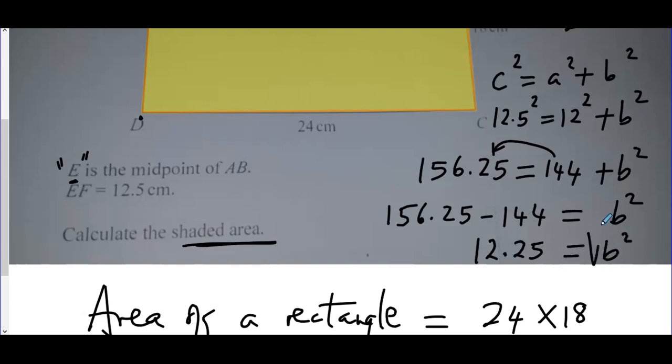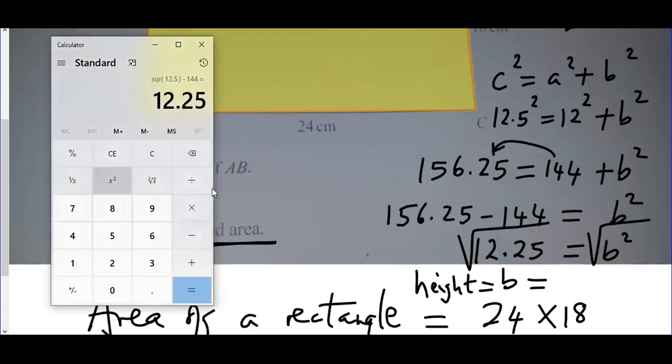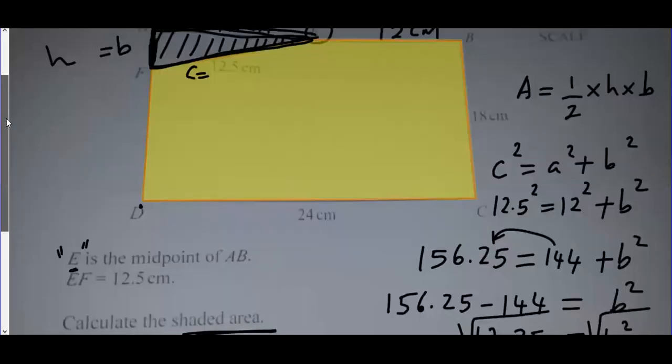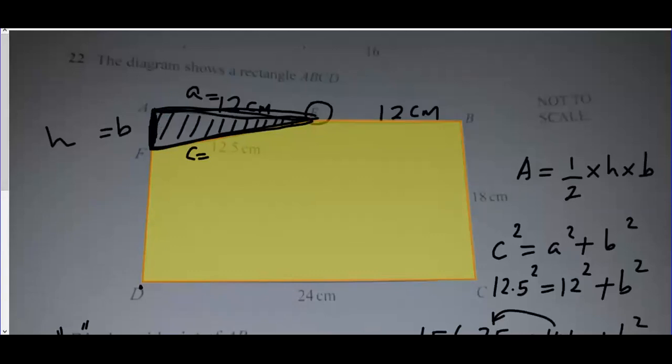How do we find the value of B? Just find the square root on both sides. And then you end up getting B, which is your height. B, which is your height, will be equal to the square root of that answer. So when you do the square root of 12.25, the answer is 3.5. Okay, so meaning that 3.5 is this height here. So the height here will be 3.5 centimeters.